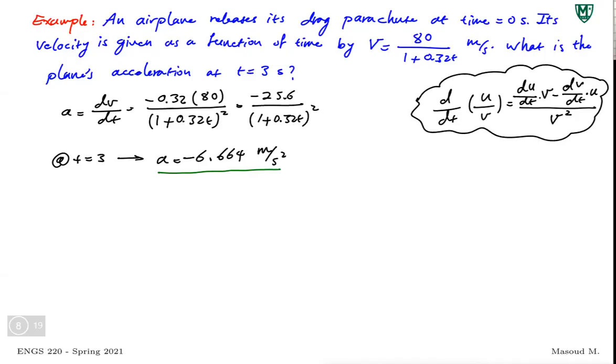All right, let's do something a little more fun. Any question on this one? It's pretty much just the definition of acceleration. You don't really have to go that far.